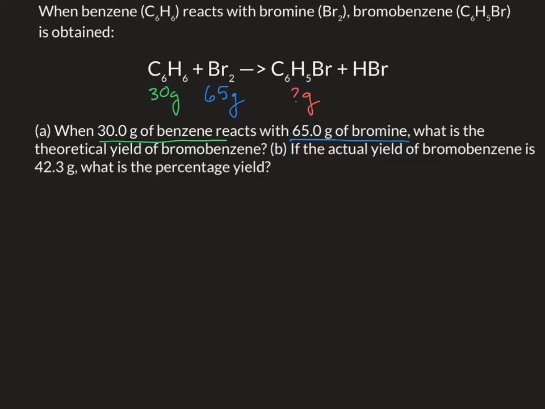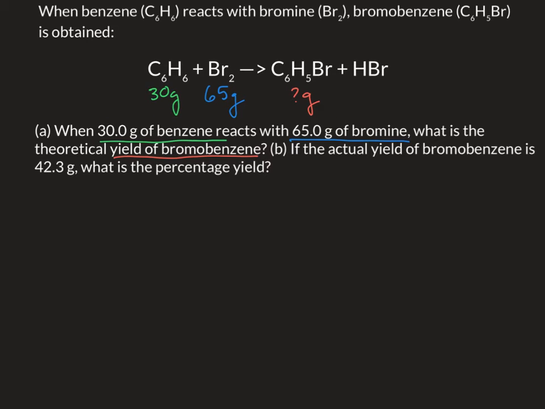Let's not move on to part B just yet. Let's just make our focus part A, and then in the next slide, we'll focus on part B. So for part A, we want to know what's the theoretical amount of bromobenzene that we can form. In theory, how much bromobenzene can we form when we use 30 grams of benzene and 65 grams of bromine?